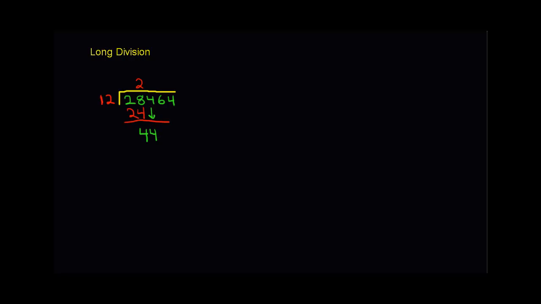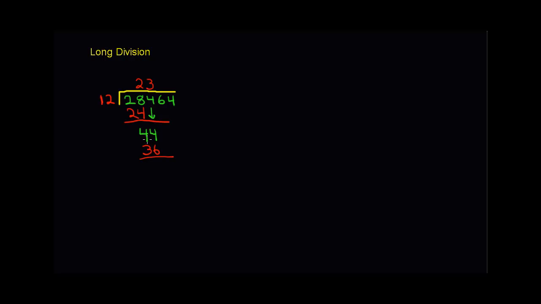Notice how I draw that arrow there. Now we're going to take 12 into 44. I do believe that'll go 3 times. 12 times 4 would be 48, which is too big. So we can do 12 times 3, that's going to be 36. Now we're going to be subtracting 36 from 44.